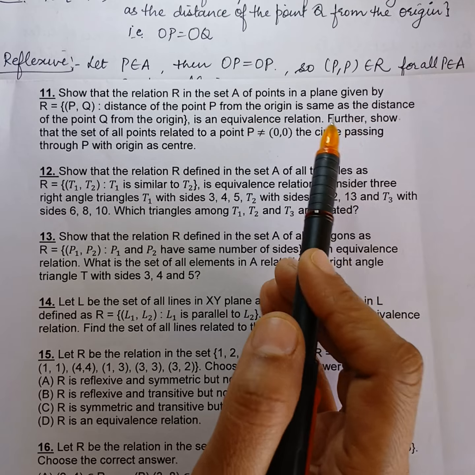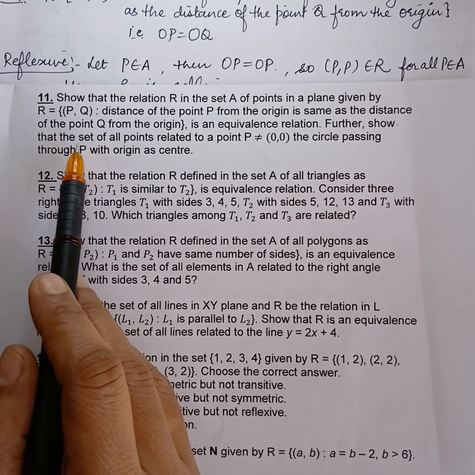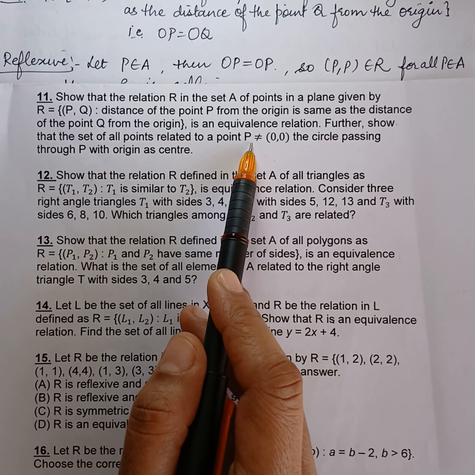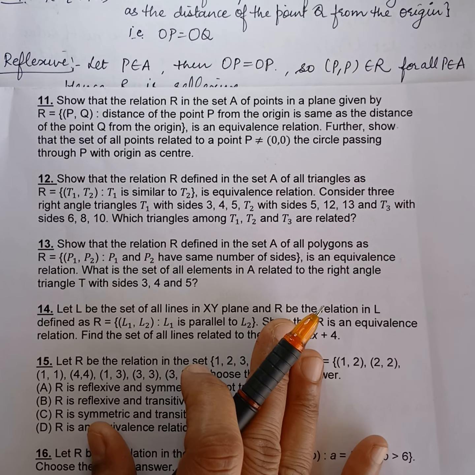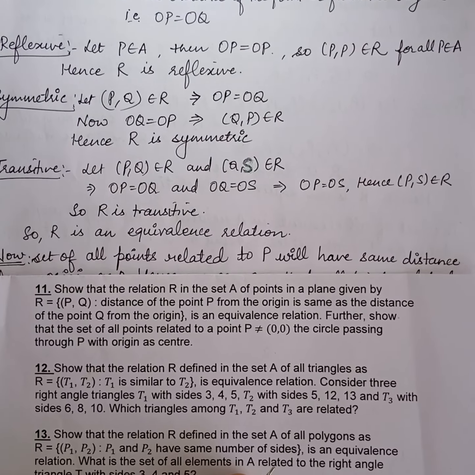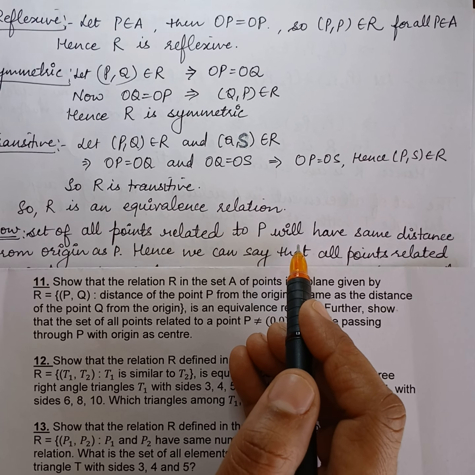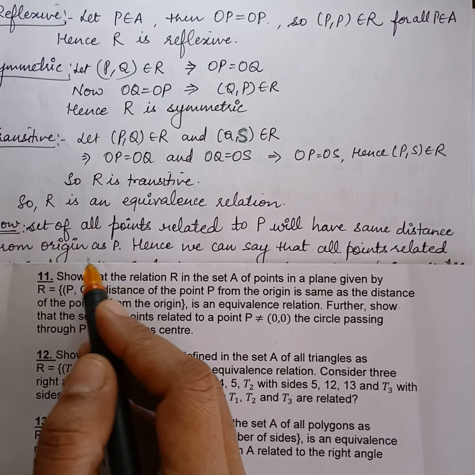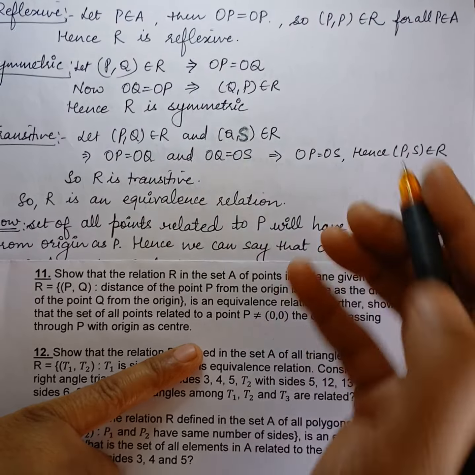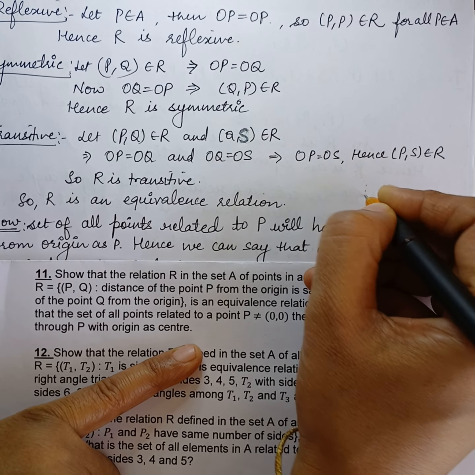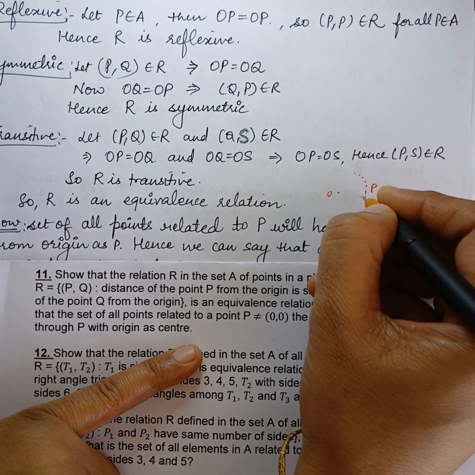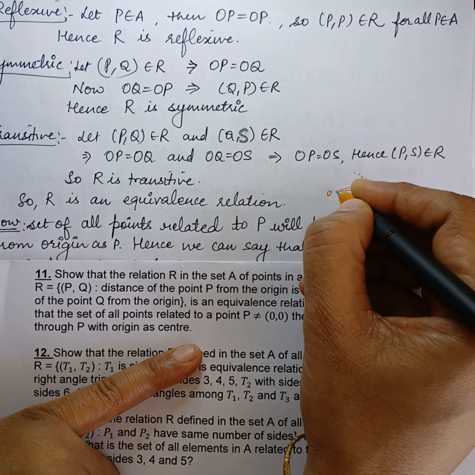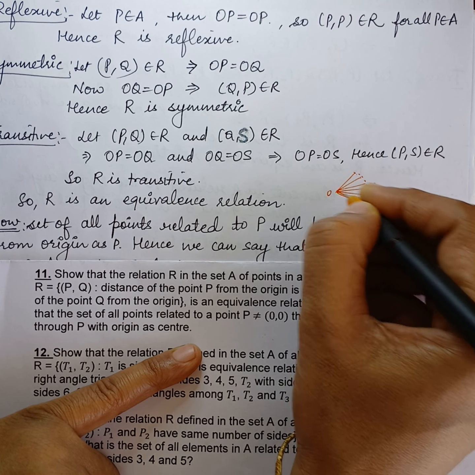Now, next what they are saying, further show that the set of all the points related to a point P is the circle passing through P with origin as center. So, that is very obvious. Why? Set of all points related to P will have same distance from origin as P. This is origin, suppose this is P. Now, all these points are related to P if they have same distance from origin. So, all these points are related to P.